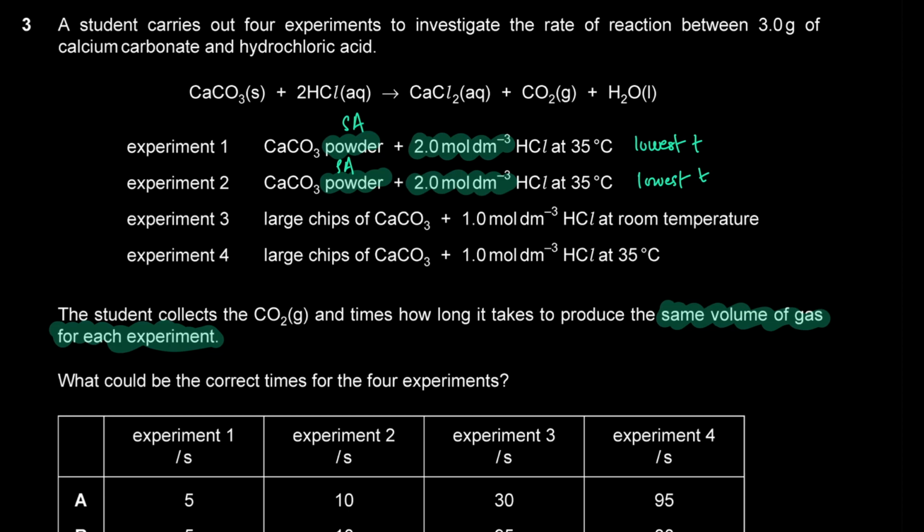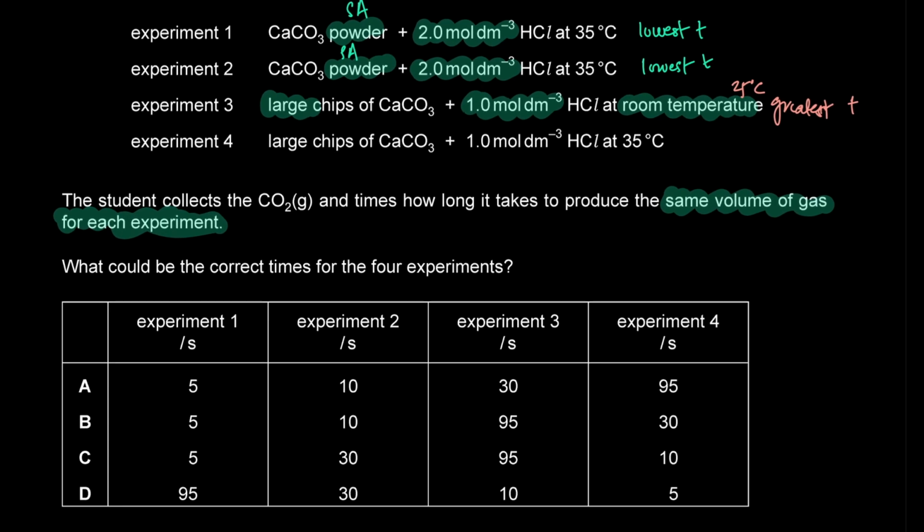And then the greatest amount of time will be taken in experiment 3, right? Why? Because we're using larger pieces of calcium carbonate, so lower surface area and a lower concentration of hydrochloric acid, and at room temperature, right? So the temperature is also lower here. This is 25 degrees Celsius as opposed to 35 degrees Celsius. So this will take the greatest amount of time. The reaction will happen the slowest. So the rate of production will be the slowest in experiment 3.